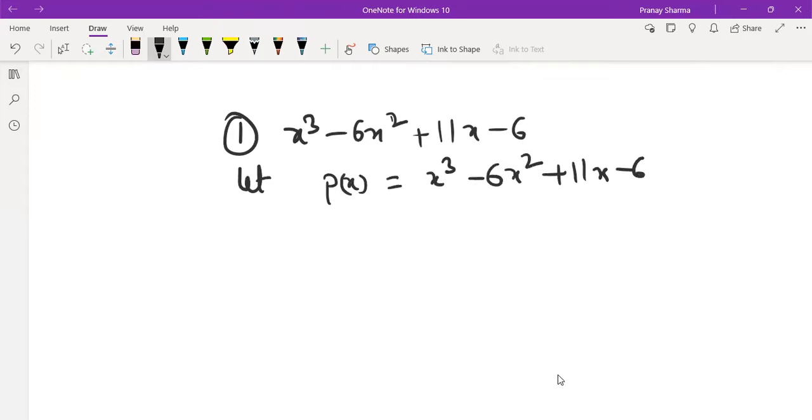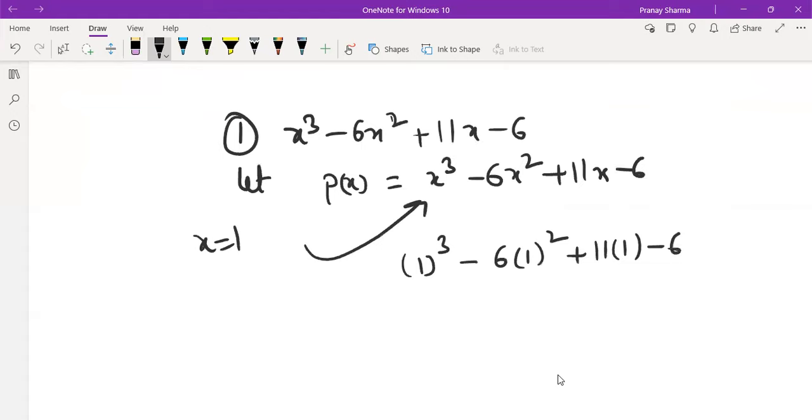Now I need to calculate the value of x for which this particular expression becomes 0. That is nothing but the zero of a polynomial, right? So let us use the hit and trial method. Let us substitute x as 1. Let us try whether, when we substitute x as 1, we will be getting the RHS as 0 or not. So let us try substituting it here. It will be 1 cube minus 6 into 1 square plus 11 into 1 minus 6. So I'm calculating it for p of 1.